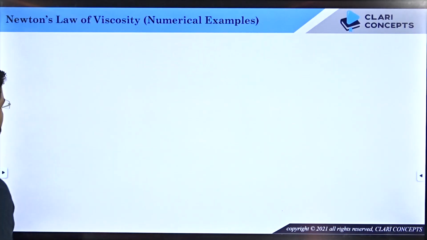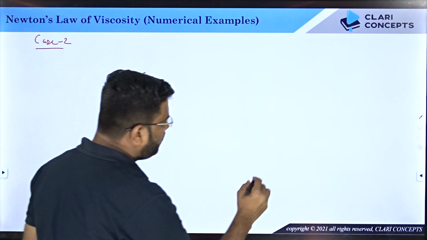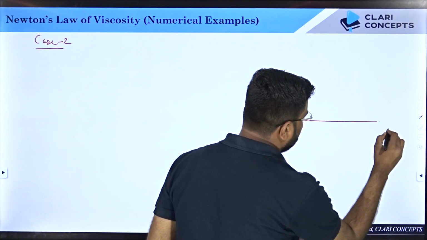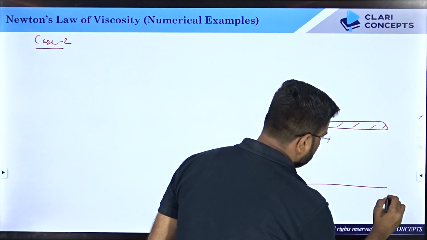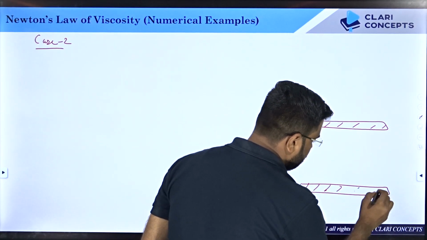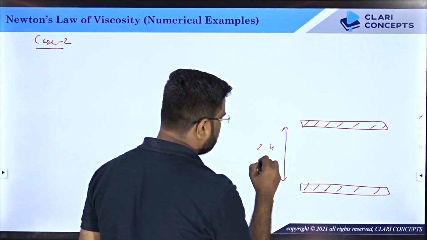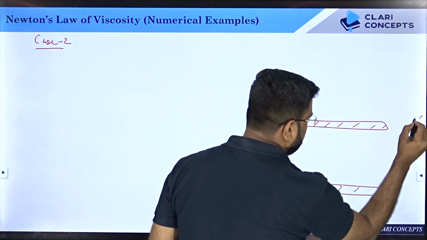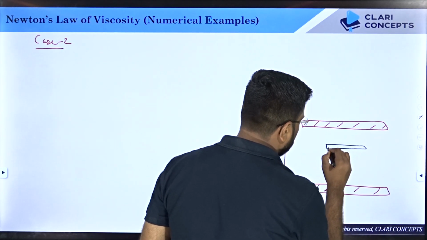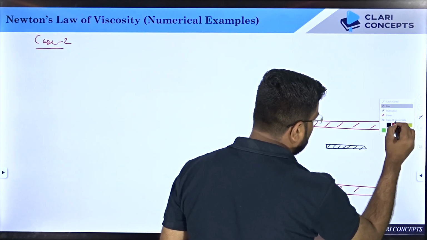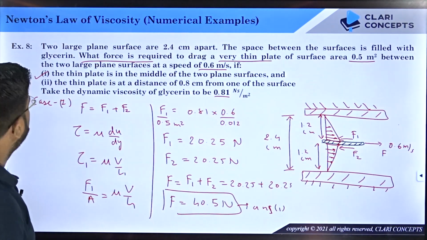Let us now talk about the second case. Case 2. In case 2, we have seen that between the two large plates, this distance was given to you as 2.4 centimeter, and the plate is mounted on one of the sides. So somewhere over here, this thin plate is now no more in the middle, it is located somewhere nearby one of the boundaries.